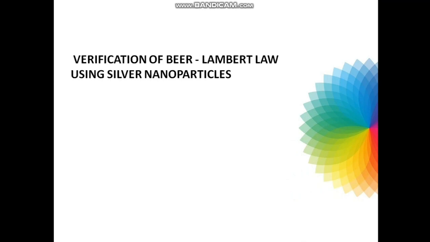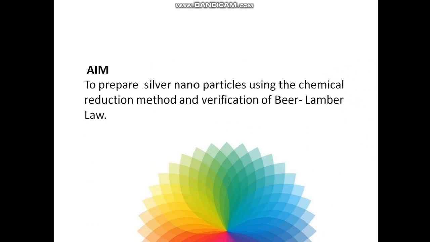Hello guys, in this lesson we will see about the verification of Beer-Lambert law using silver nanoparticles. The theoretical part of the experiment will be discussed. The aim of the experiment is to prepare silver nanoparticles using the chemical reduction method and to verify Beer-Lambert law. First, the silver nanoparticle solution is prepared by the reduction method, and then using a spectrophotometer, Beer-Lambert law is verified.